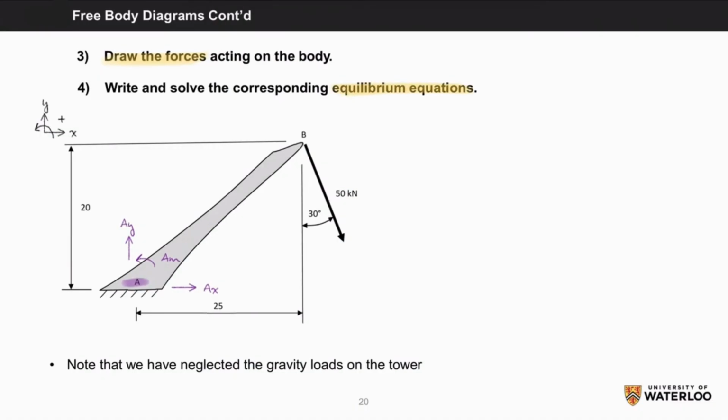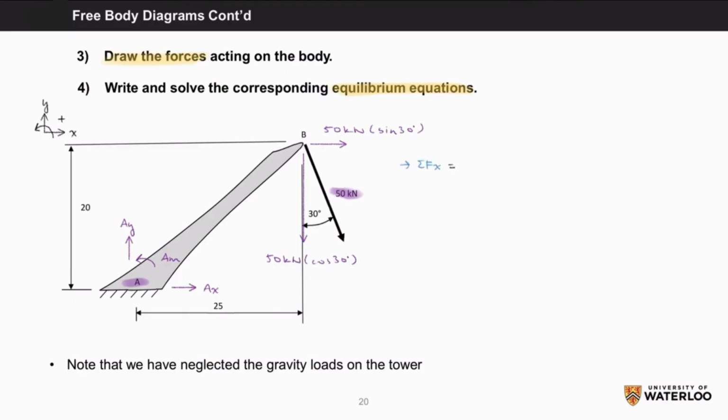Before we solve these equations, it is important to note that the 50 kilonewton load is acting at an angle, and so we can break this force up into its corresponding X and Y components. Using trig, we get 50 kilonewtons times sine of 30 degrees for the X component and 50 kilonewtons times cosine of 30 degrees for the Y component.